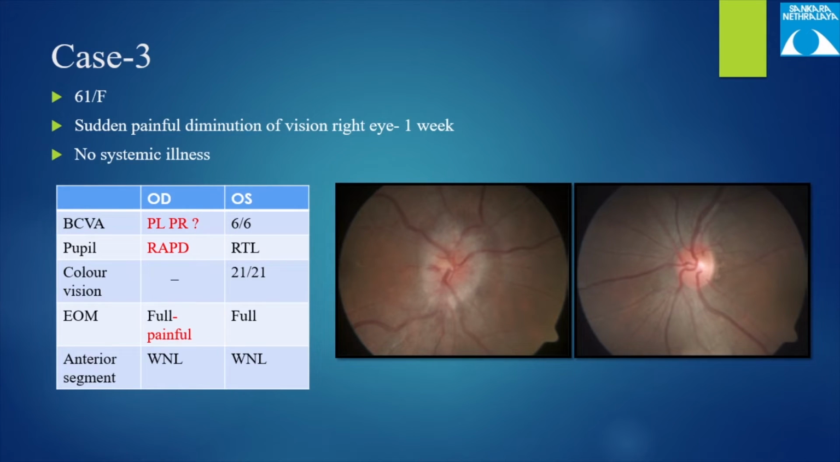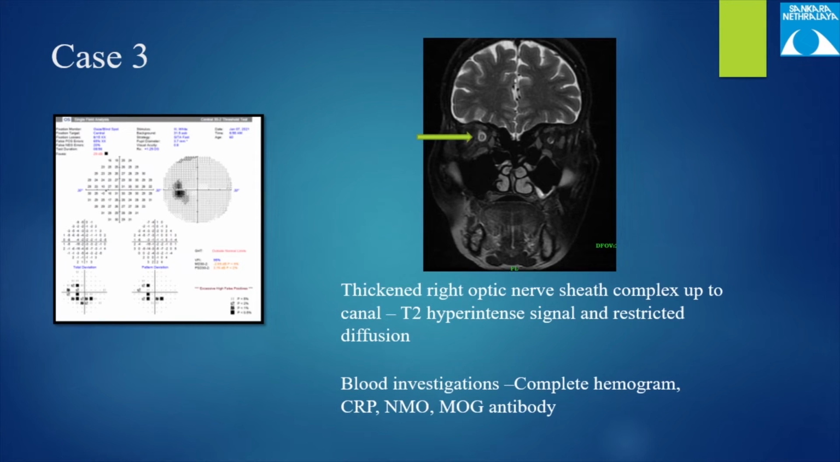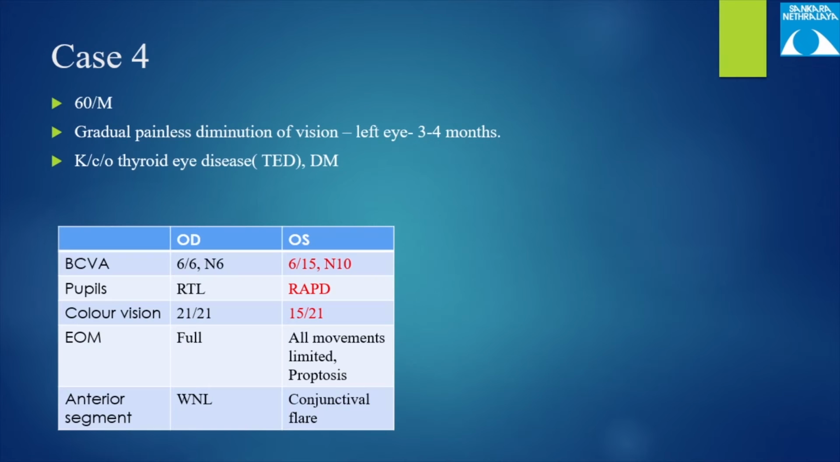Her left eye fundus was normal. Her fields were okay, but MRI shows a thickened right optic nerve sheath complex. The patient was suspected of optic neuritis and she turned out to be MOG positive. All right, so always concentrate on history. The disc, especially in MOG optic neuritis, at times these conditions can give you a differential diagnosis of NAION. But again, stick to the history and then MRI will tell you.